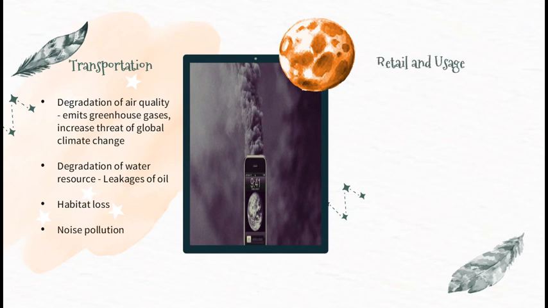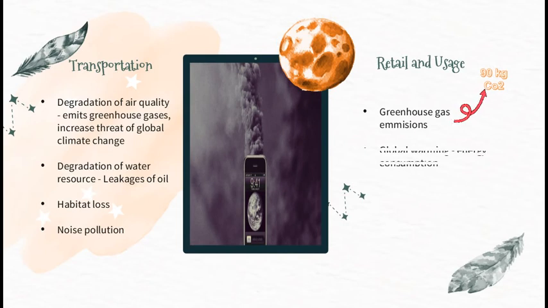From retail and usage, the usage of smartphones unknowingly creates greenhouse gas emissions, and per year the impact was estimated to release 19 kg of carbon dioxide gases to the atmosphere. Daily usage of smartphones in our life leads to global warming due to the energy consumption by the user.